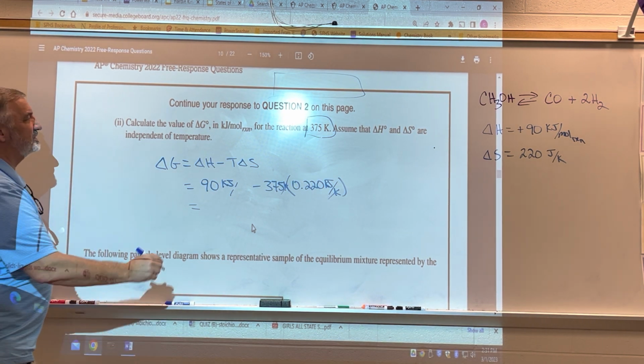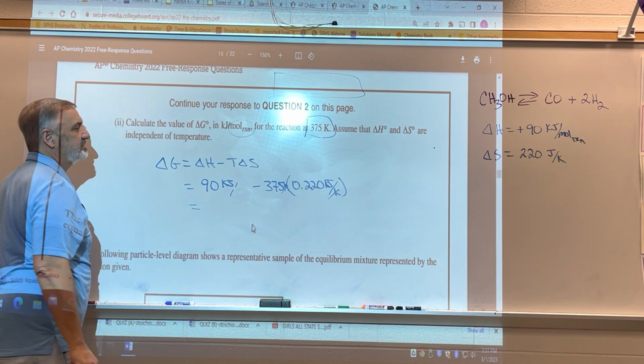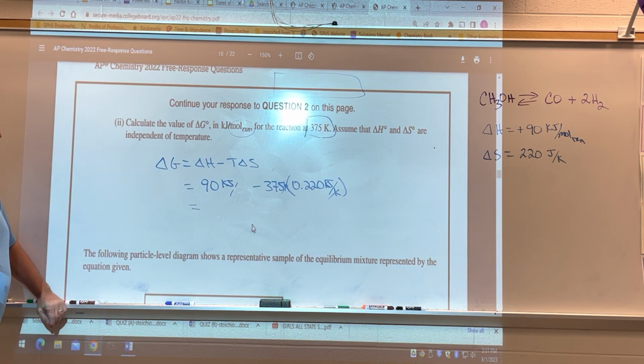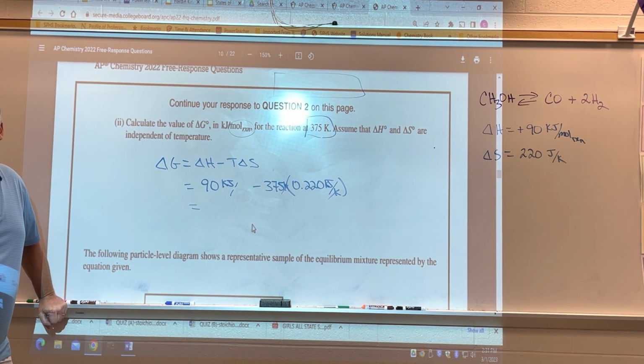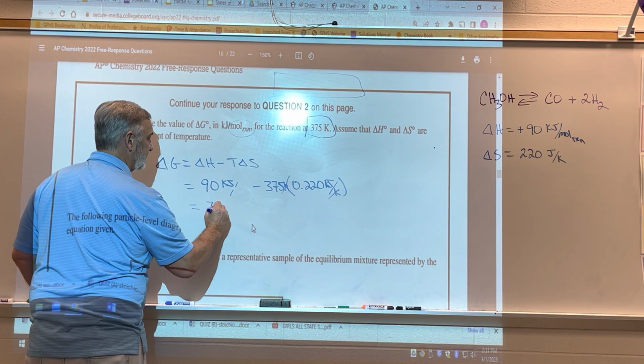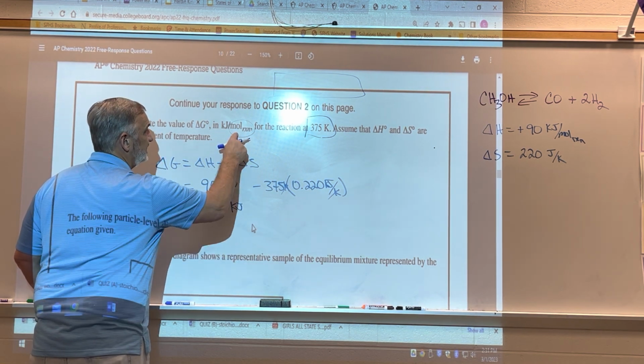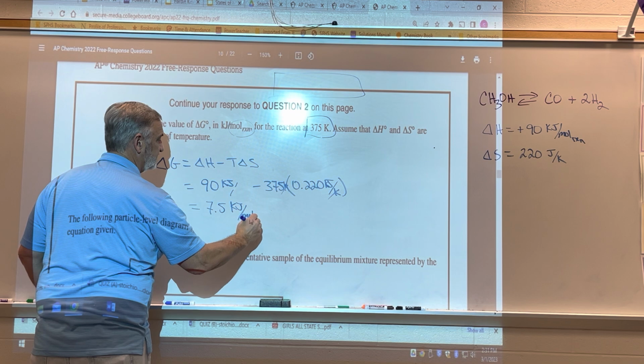You just always have to throw this in there because it's a made-up unit. 7.5. Oh, I see a bunch of head shaking. So 7.5 kilojoules, since they tell you, per mole reaction.